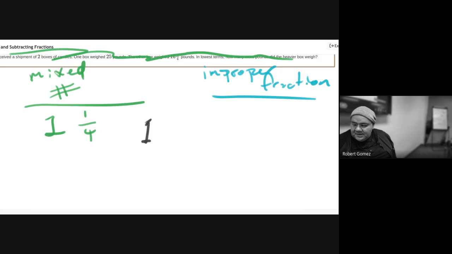First, we're going to take the numerator, and we're going to multiply. I'm going to put a little X here for multiply. So we're going to take the numerator and multiply that by the whole number.